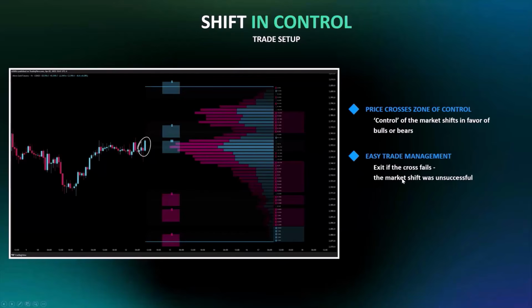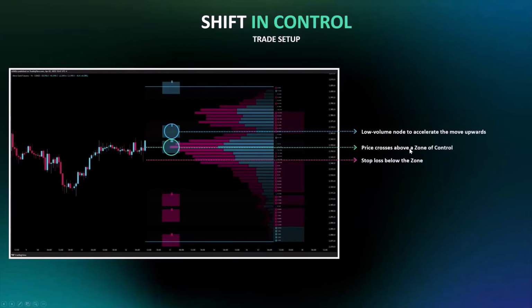It's easy trade management. You get in and then you exit if it fails, right? If it crosses up and then it comes back down, just get out. It's not going to be a big loss. But if it was right, then there's a potential that this move continues quite a bit. So this was an example. Let's say price crosses above. This is a long zone of control trade, stop loss below the zone.